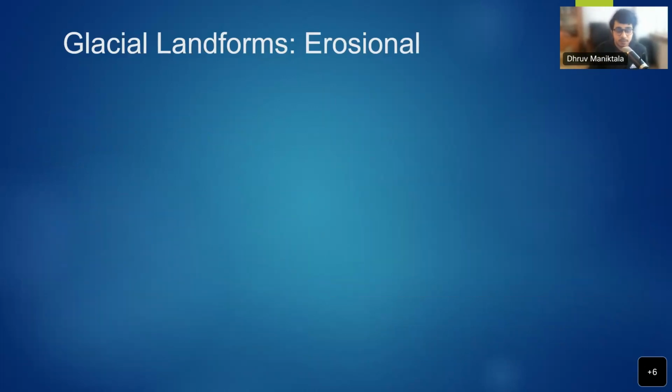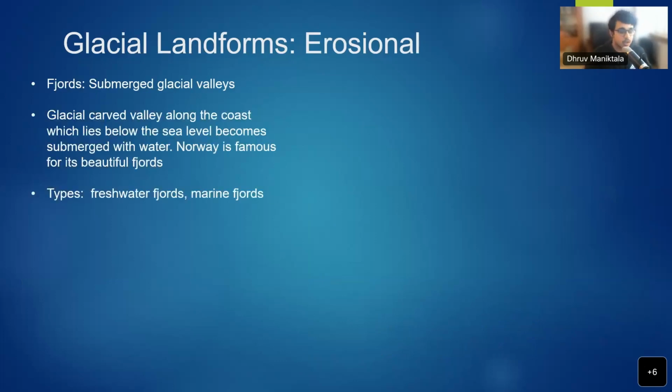And then we have some other glacial landforms, which are very famous. We call them fjords. They are basically glacier valleys, but submerged underwater. These glacier-carved valleys are along the coast. They are not inland. They lie below sea level, and they get filled up with seawater. Norway is famous for its beautiful fjords, and it's also called the land of fjords. There can be two different types of fjords, freshwater fjords and marine fjords.